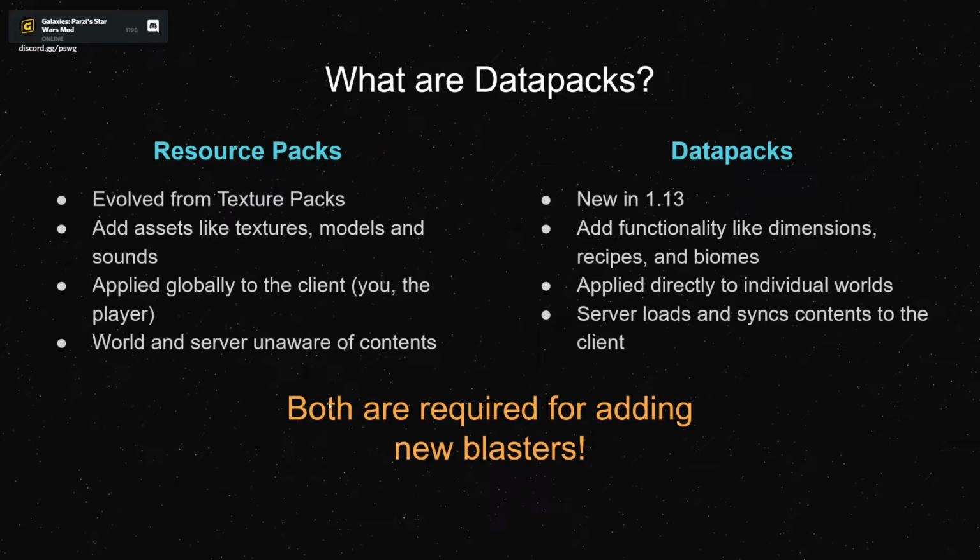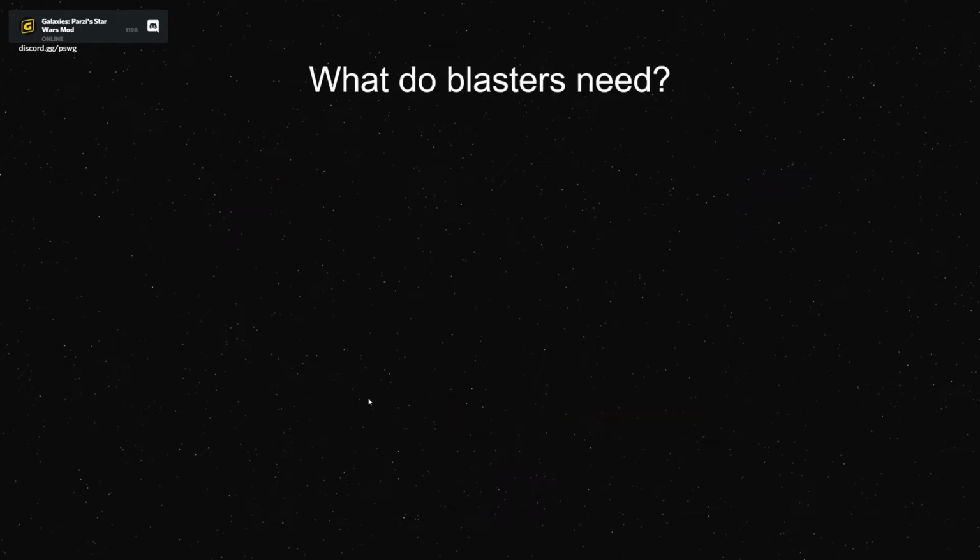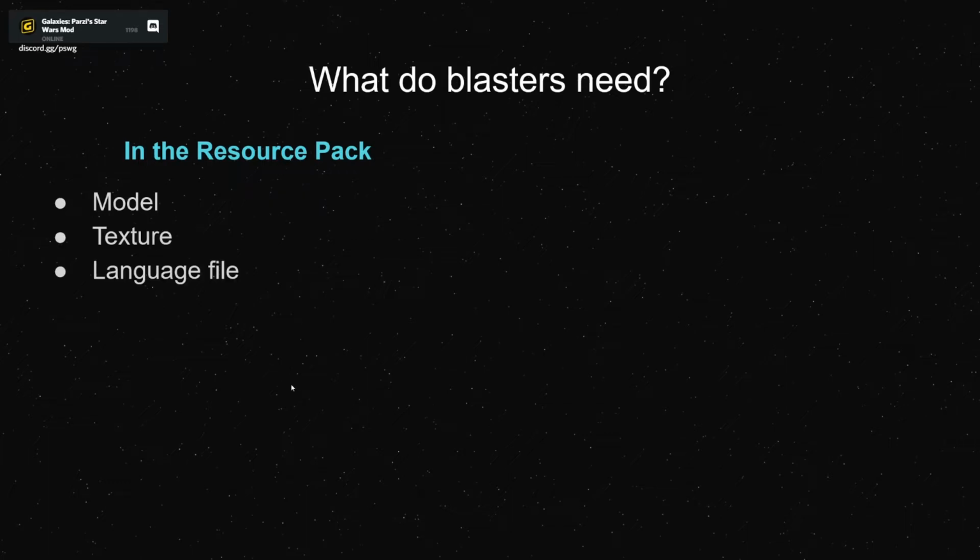Now, both are required for adding new blasters. And we'll get into why, but there's a visual component and there is a functional component to blasters, so we'll be talking about both. So what do blasters need? Why do we need both a data pack and a resource pack? Well, on the resource pack side, you're going to need a model for the blaster. You're going to need a texture for that model. You're going to need a language file so that players can have the name of the blaster and the name of the attachments translated into whatever language they're playing the game in, or usually the fallback is English. And optionally a sound that the blaster makes when it fires.